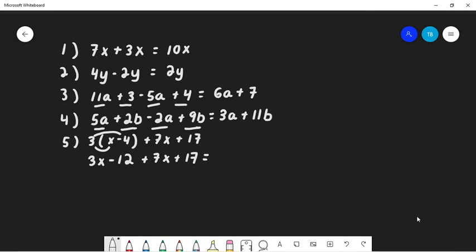And then we can combine our like terms as we were doing before. So we have two terms with an x in it, an x variable. That would be 3x and 7x. So 3 plus 7 would be 10. When we combine those two terms, we have 10x. And then we can combine the two constants together. We can do a negative 12. Just be mindful of the signs when we're doing this. And a positive 17. So negative 12 plus 17 would be positive 5 or plus 5. So our final answer there would be 10x plus 5.